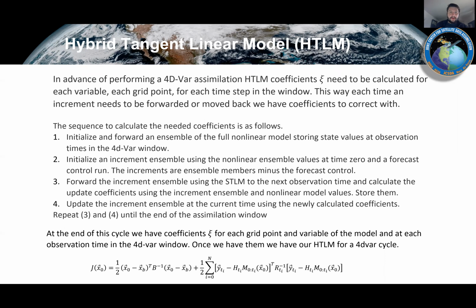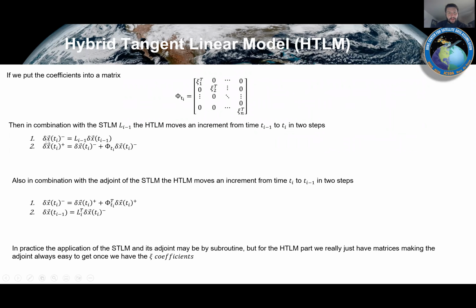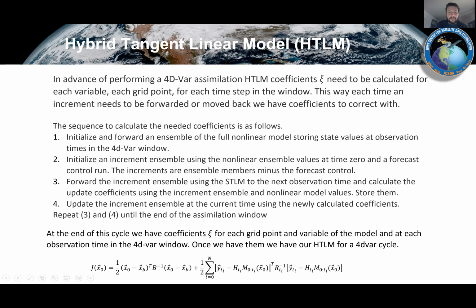So the difference between an HTLM run and a regular TLM is that a regular TLM is just 1 step here, and a regular adjoint is just 2, but these other update steps come in, and you would just pre-calculate those coefficients. Okay, so that's the general idea.